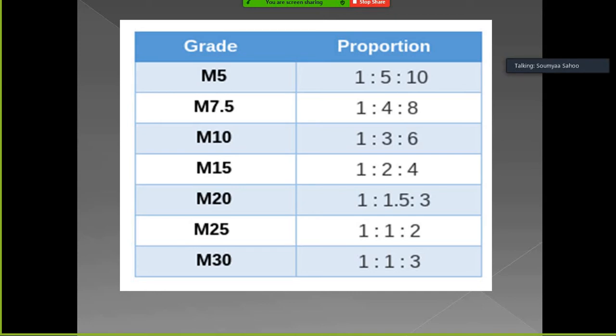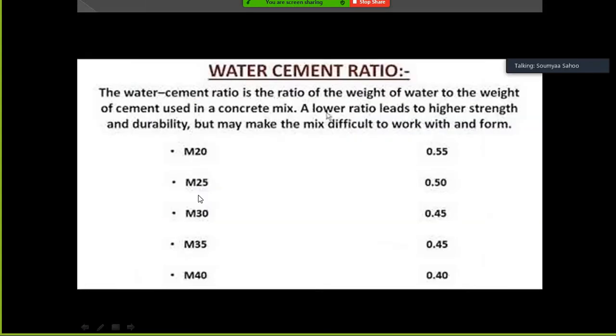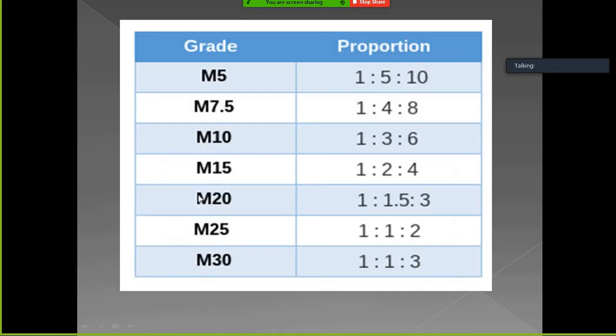Depending upon the proportion of cement, fine aggregate, that is sand, and coarse aggregate, that is gravel, there are different grades of concrete. The different grades of concrete are M5, M7.5, M10, M15, M20, M25 and M30.